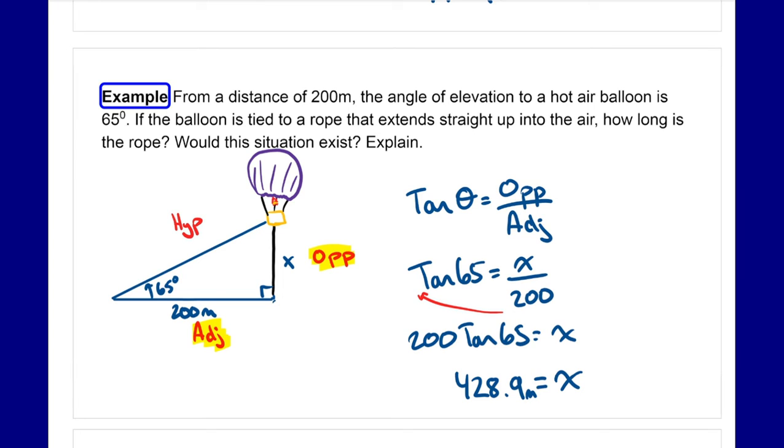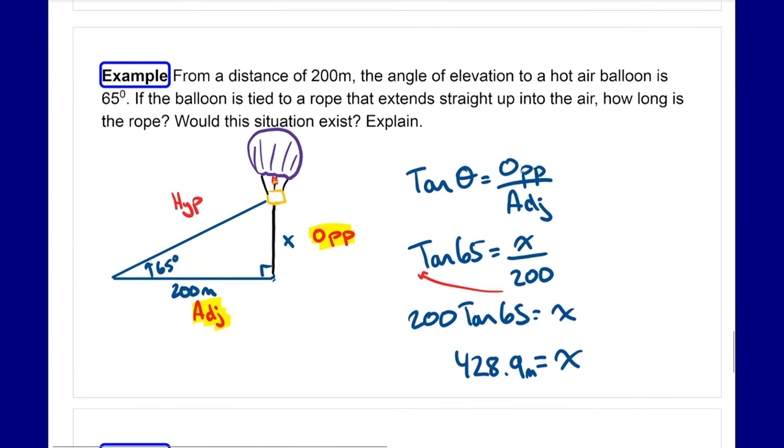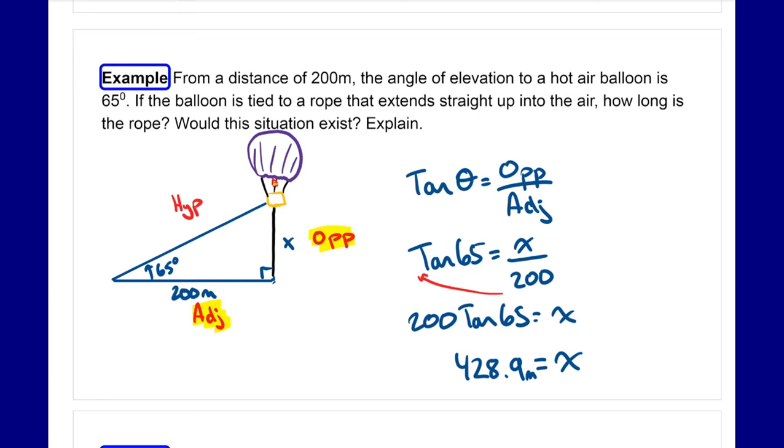You can also argue that the rope or the balloon and the ground may not form a perfectly 90-degree angle. So generally speaking, would the situation exist? Probably not, but it could exist in some form or some variation, maybe not specifically a balloon being tied and extending straight up. But for all intents and purposes, we just use that as an example to help us solve or use our trig ratios.